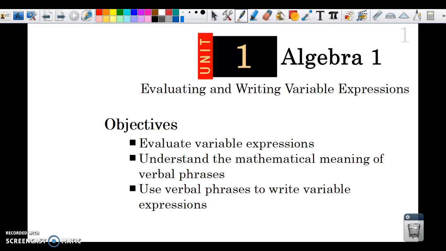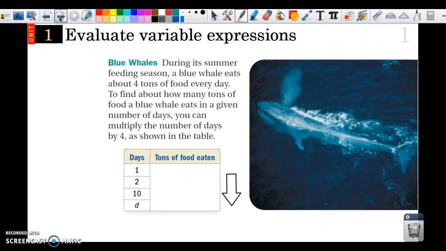So we'll begin. Our goal today on the first day is to evaluate variable expressions, understand the mathematical meaning of verbal phrases, and use verbal phrases to write variable expressions.